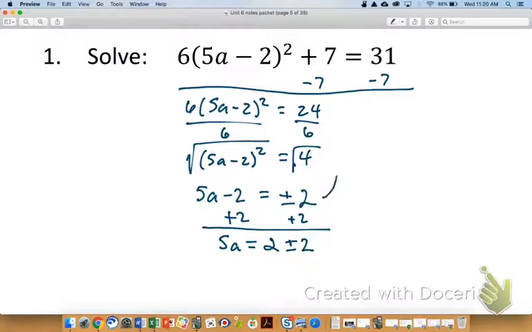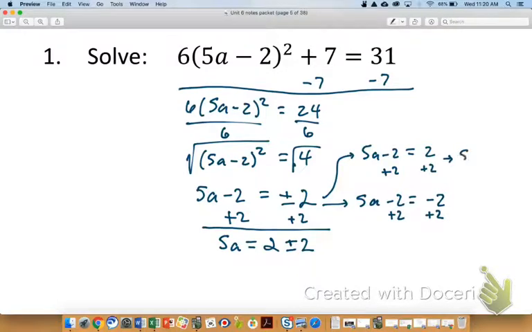Maybe I'll show you. I normally wouldn't show you this until the end. But what this really is, is 5a minus 2 equals 2, or 5a minus 2 equals negative 2. It's two separate equations, to be honest with you. This might be better for you. Let me go plus 2 over here. You can see how this develops. So this would give me 5a equals 4. This would give me 5a equals 0, wouldn't it?